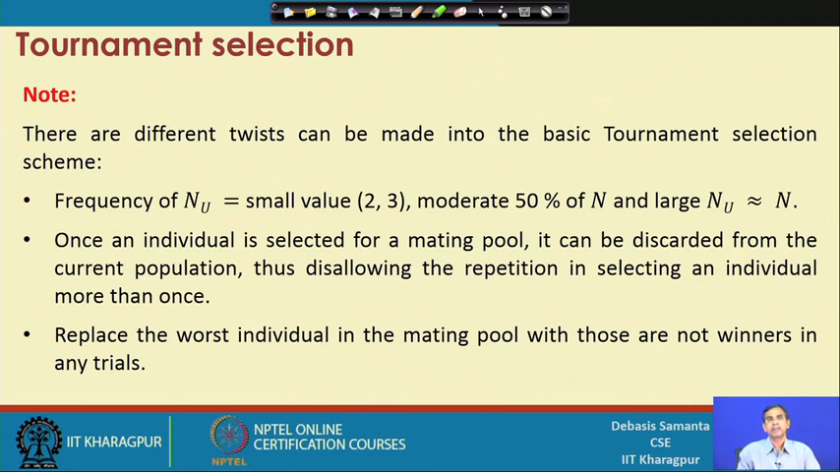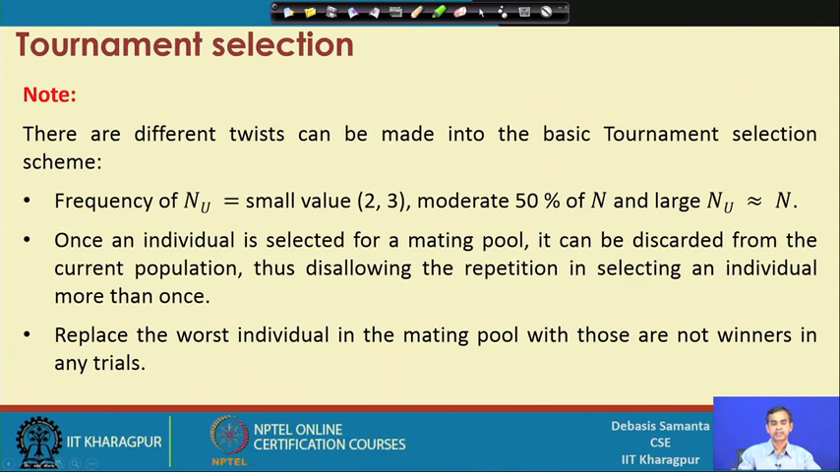Another twist concerns whether repetition is allowed, and we can check this. It means that once an individual is selected for the mating pool, it can be discarded from the current population, thus disallowing repetition in selecting an individual more than once. That is possible if we want each individual to be selected only once. Another twist is to replace the worst individual in the mating pool with individuals that are not winners in any trial. These twists make tournament selection more robust and more reliable in different GA executions.